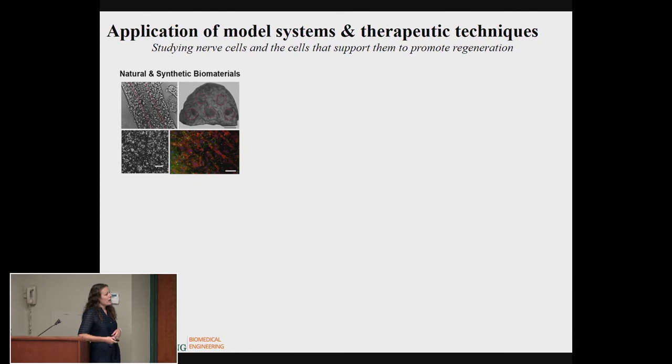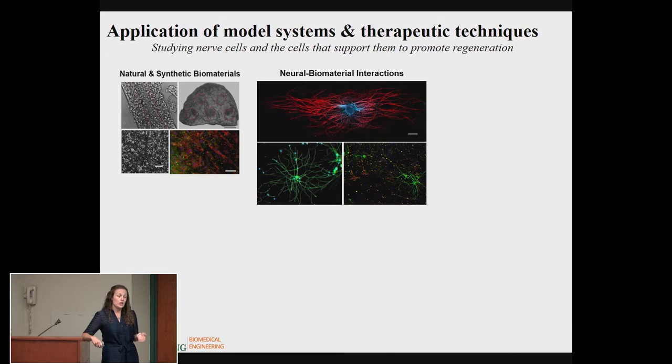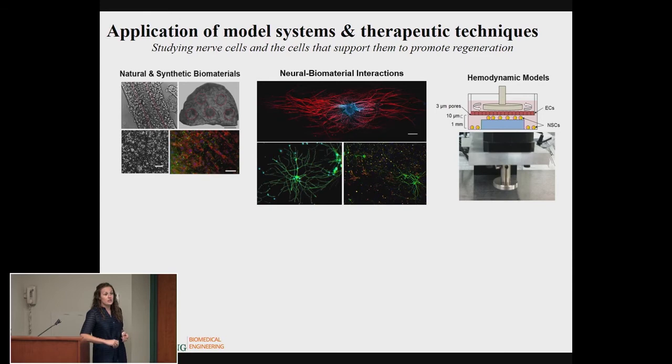Additionally, we look at how these materials are affecting the neurons in a culture. But we're not just interested in neurons, right? So in your central nervous system in particular, there's a variety of cells that are present. So we're also interested in the support cells. So if you have a spinal cord injury, your vasculature is also going to be damaged. So we need to take this into account when we're building new materials. And once we finally have some materials that we're confident in, we begin to test these in animals.